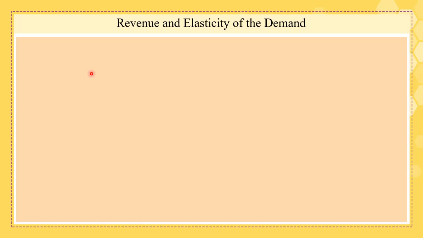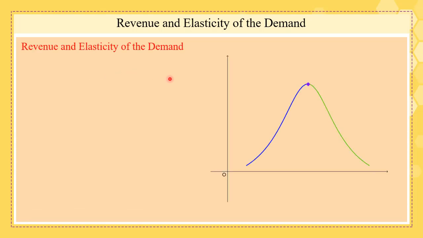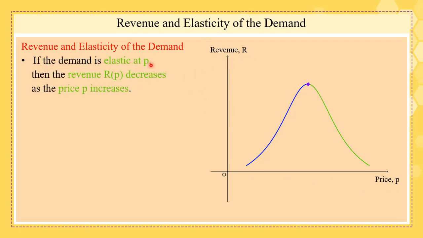Let us start by studying the relation between revenue and the elasticity of the demand. In the figure to the right, the abscissa axis corresponds to the price P and the ordinate axis to the revenue R. First, if the demand is elastic at P, then the revenue R of P decreases as the price P increases. As you see in the figure, the revenue function decreases as the price P increases. That means, for elastic demand, R prime of P is less than 0. Also, the revenue is decreasing yields that the demand is elastic, hence E of P is greater than 1.